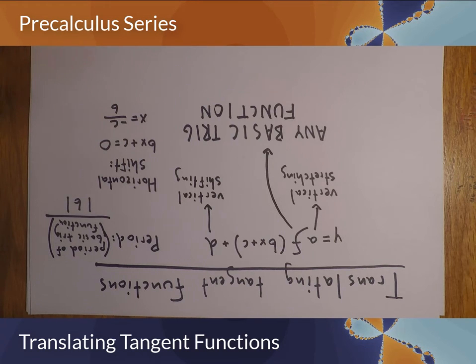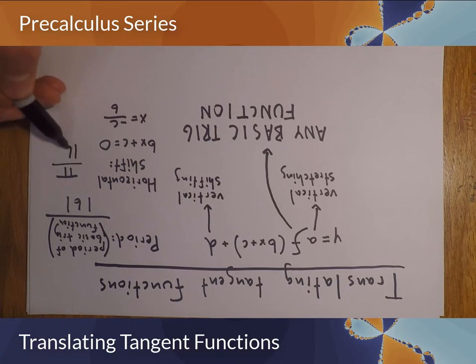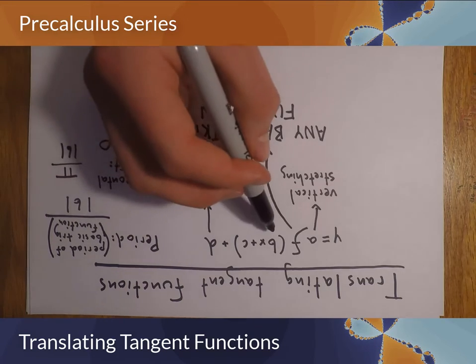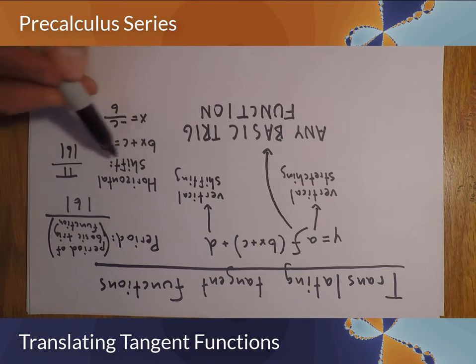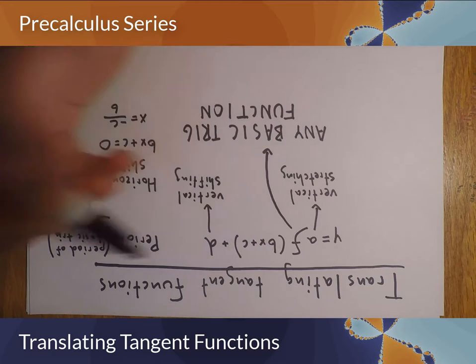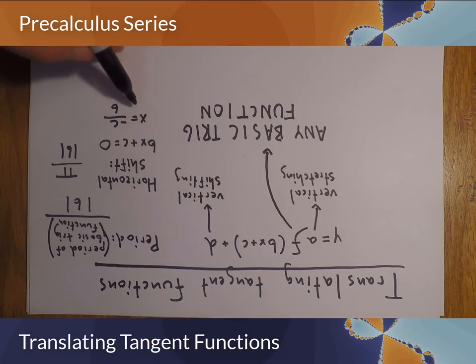So for tangent functions, the period is going to be pi for the basic tangent function, and then over the absolute value of b. To calculate the horizontal shift, you just set this equal to 0 and solve for x, and that x will be your horizontal shift. If it's negative, it shifts to the left. If it's positive, it shifts to the right. Without further ado, let's see some examples and see how these concepts apply to tangent functions.